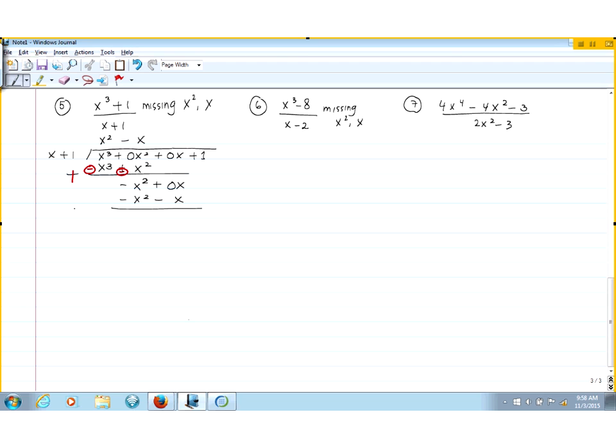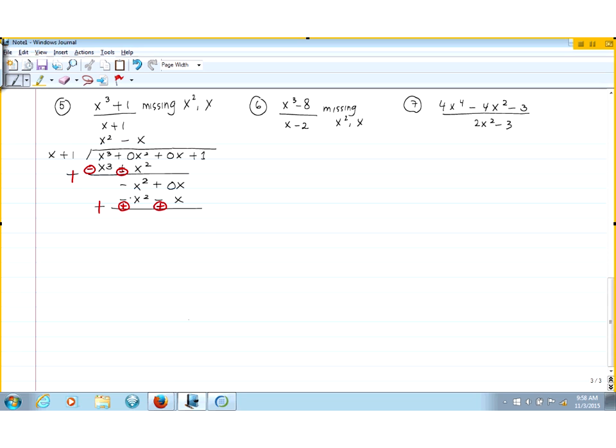Yes? Okay. And what am I supposed to do? Subtract. So instead of subtracting, what do we do? We add with the opposite. So I'm changing the sign here. This will be positive, this will be positive. So make sure to put a circle next to your new sign.